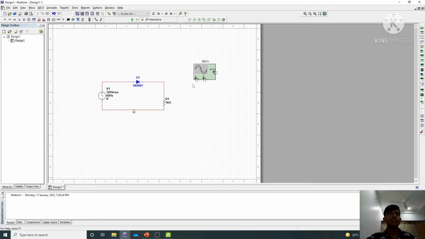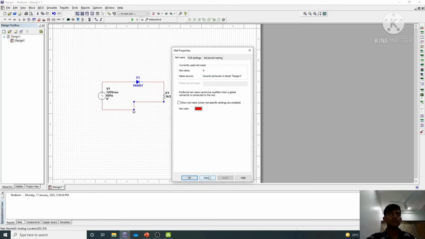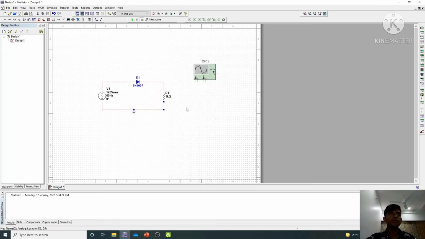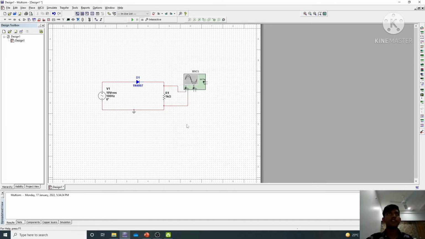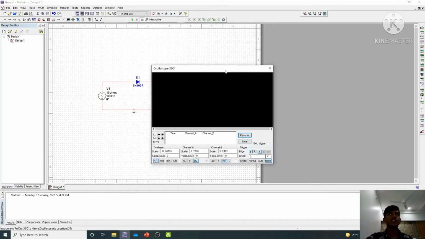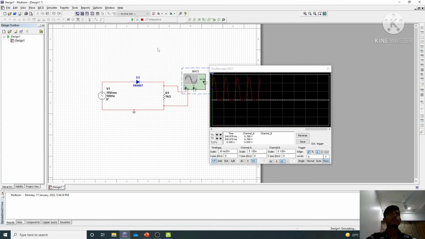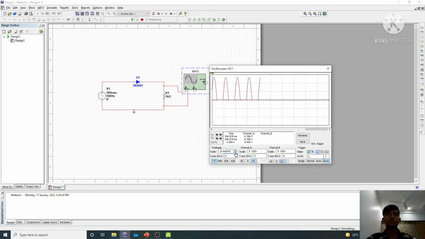We want to see the output in the form of a graph, a sinusoidal wave. So we will take one oscilloscope. We want to apply 10-volt VRMS and a frequency of 100 Hz. So let's see the output. As you can see, the output is very clear and the graph is also certain and accurate.